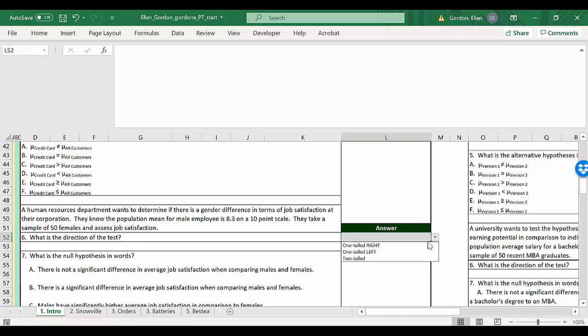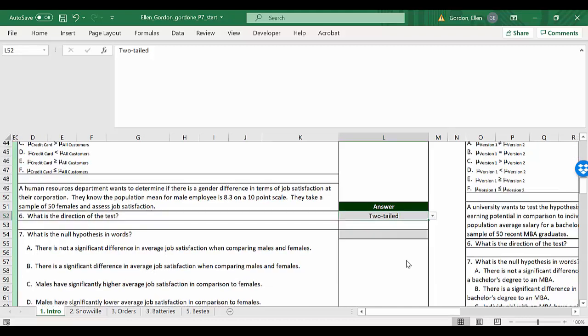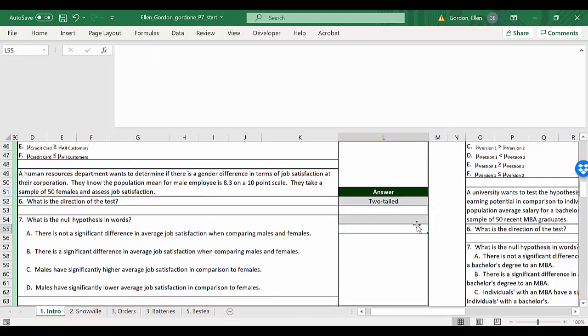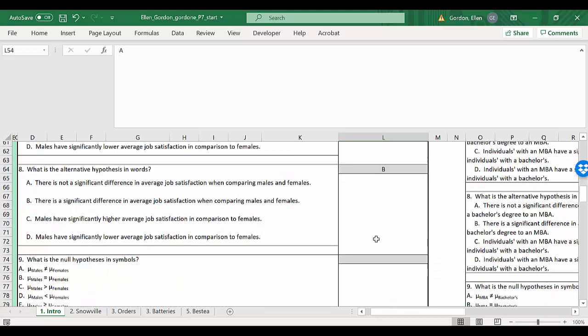And again, that would be a two-tailed test. A two-tailed test is when it's very open-ended. You don't want to specify which group is greater because you just want to explore to see if there is a difference. And again, the null hypothesis is always there is not a significant difference between the two groups.